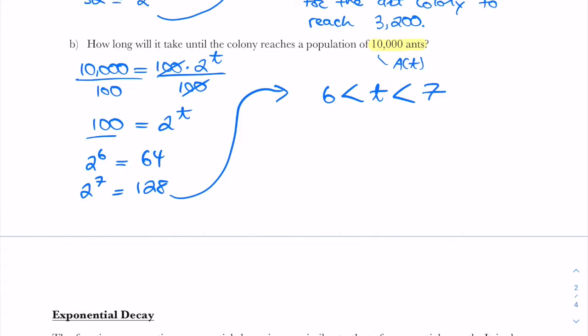All right, are you ready? So I think you should have got approximately 6.65. That's probably as close as we're going to get to 100. So therefore, the ant colony will reach 10,000 by about 6.65 months later. Oh yes, one more thing I need to mention. Because our tau was in units of months, that means t is also in months.